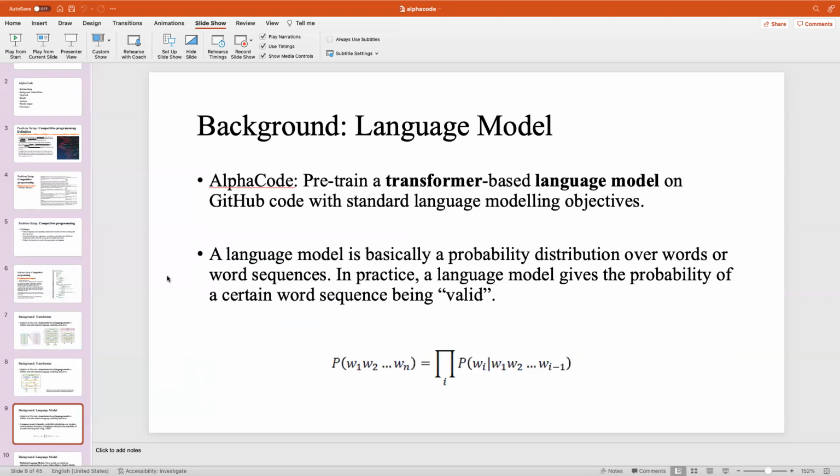And also AlphaCode is a language model, and it's pre-trained with standard language modeling objectives. So some brief introduction of language models. A language model is basically a probability distribution over words or word sequences. In practice, a language model gives the probability of a certain word sequence being valid. So like the probability of a word given the prior words, and we need to predict the next token.